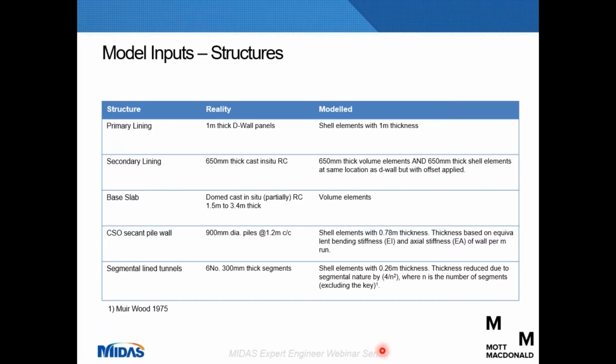The base slab is a very large element, so it ranges from 1.5 meters at the edge to 3.4 meters thick, and there's a domed base. And the secondary lining were modeled as volume elements within the shell elements of the primary lining.